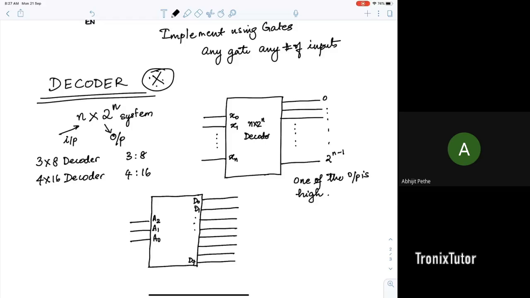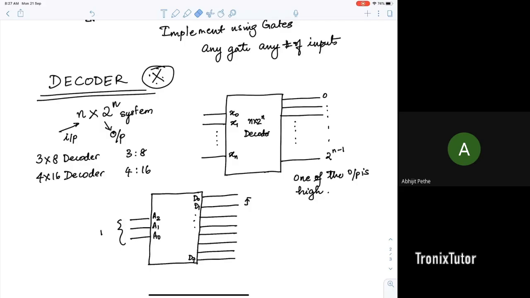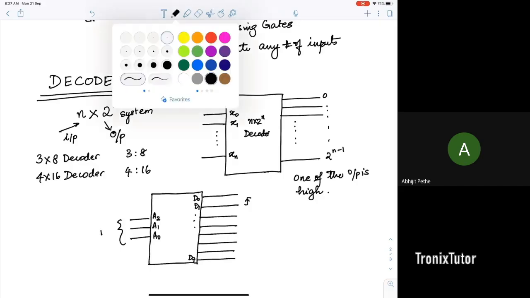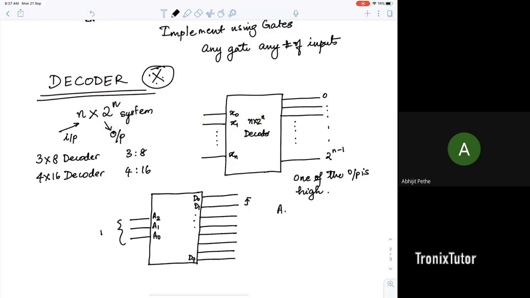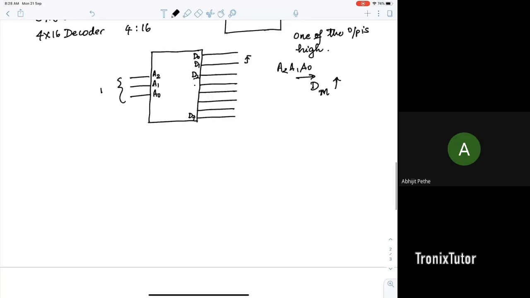So if the input term is 1, then D1 goes high. So depending on what A3, A2, A1, A0 are, that particular Dm will go high. So if my input is a 2, then D2 will go high. If my input is a 3, D3 will go high. So what you're seeing is basically, depending on what the input term is, that particular line in the decoder goes high.